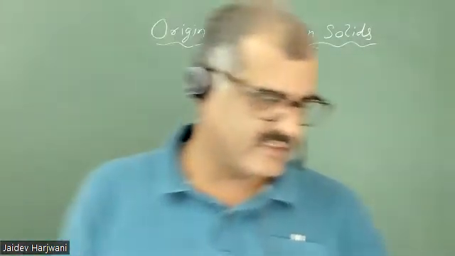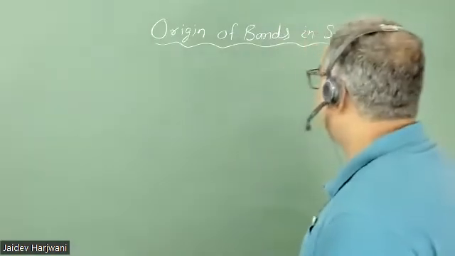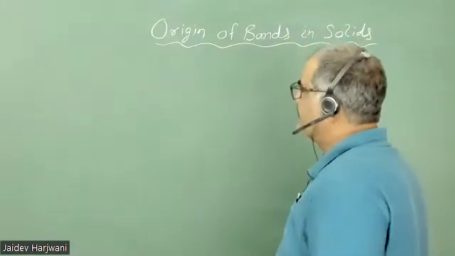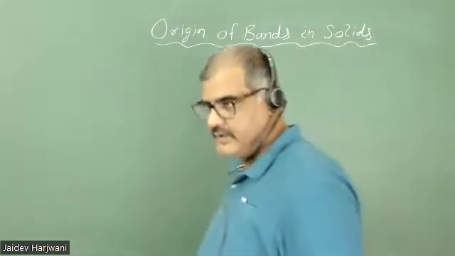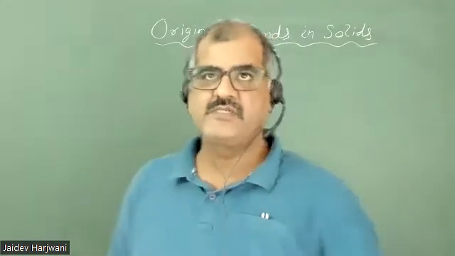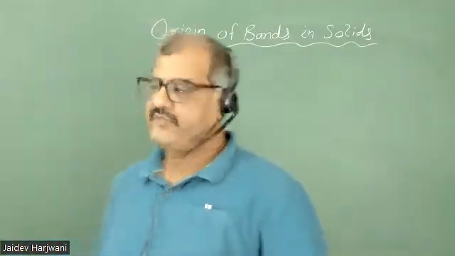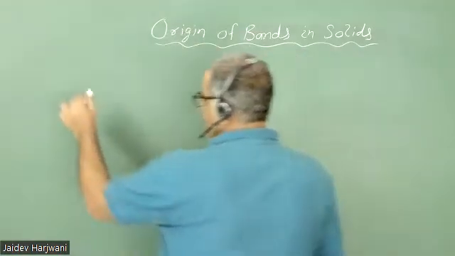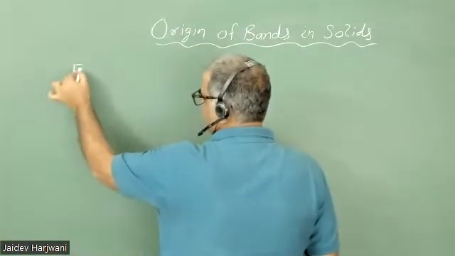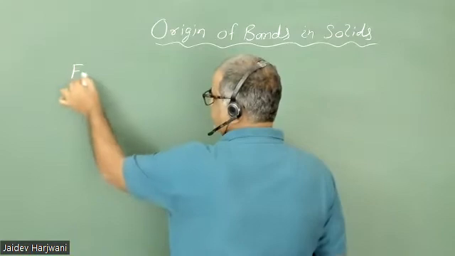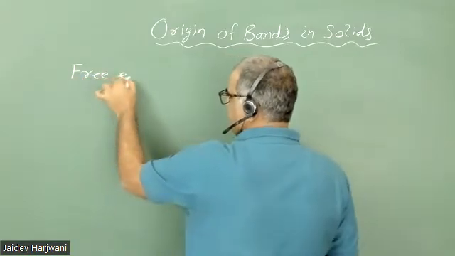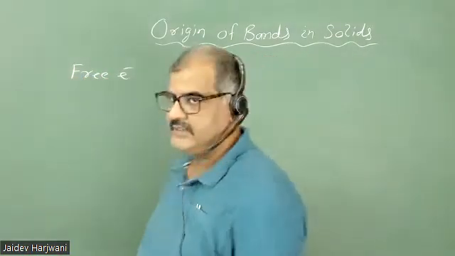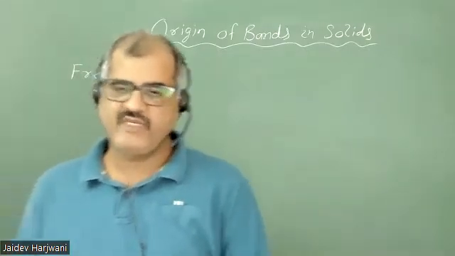So as you can see the title, origin of bands in solids. Why is there a band in solids? First of all, if we see a free electron, what is a free electron? I want to see the energy structure or energy scheme of a free electron.